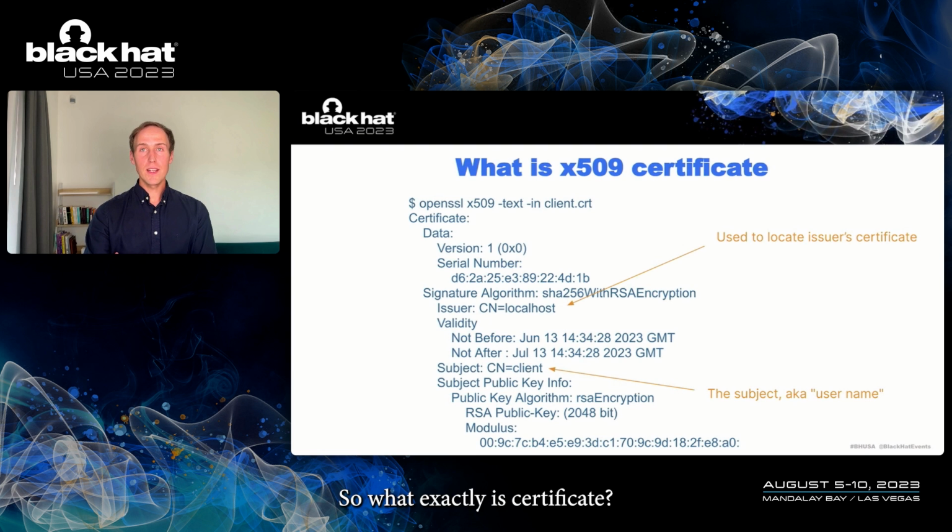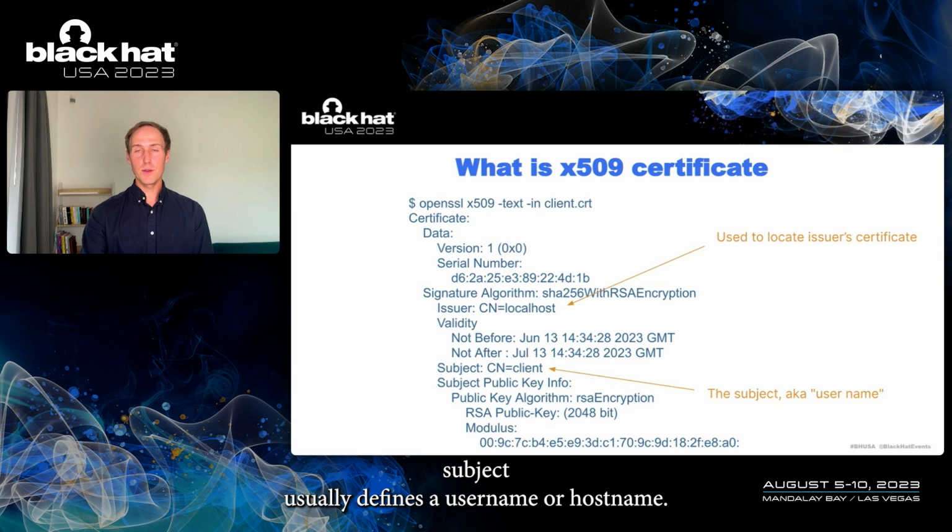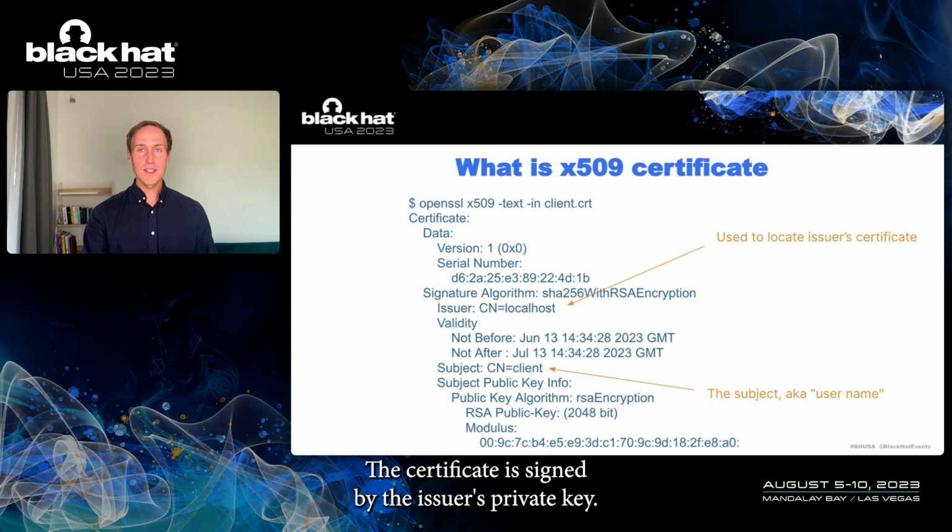So, what exactly is a certificate? Generally speaking, it's a blob of binary encoded data. The most important fields are the subject, the issuer, and the public key. Subject usually defines a username or host name. Similar to JSON Web Tokens, the certificate is signed by the issuer's private key, so the data inside cannot be tampered with. The issuer field points to another certificate who signed this certificate.